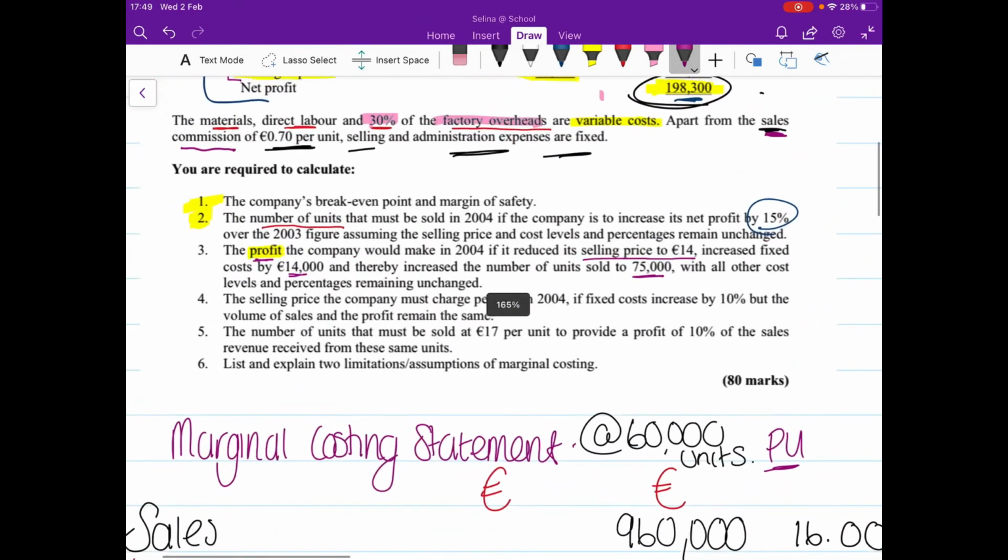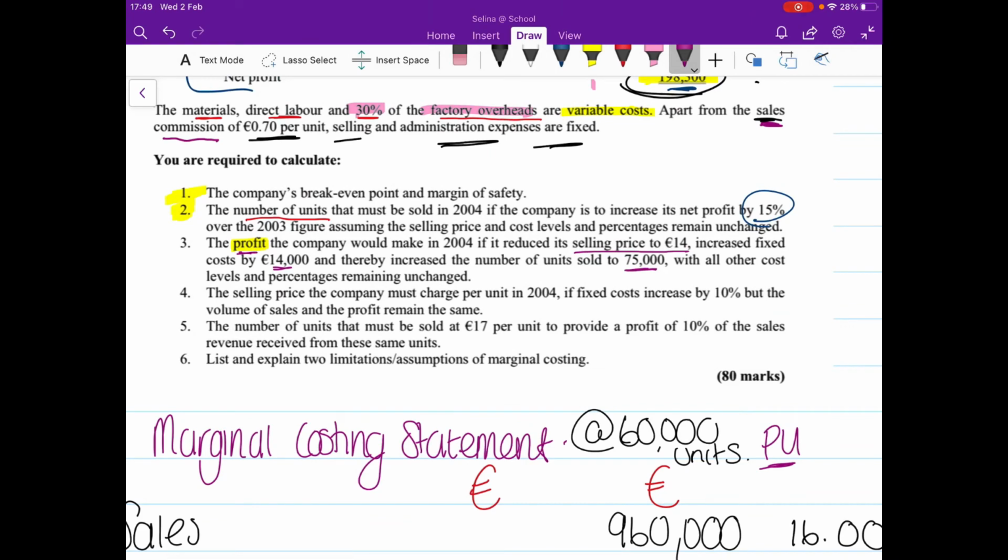So it says to calculate the profit the company would make in 2004 if they reduced their selling price to 14 euro, increased their fixed cost by 14,000 euro, and thereby increased the number of units sold to 75,000, with all other cost levels and percentages remaining unchanged, okay?